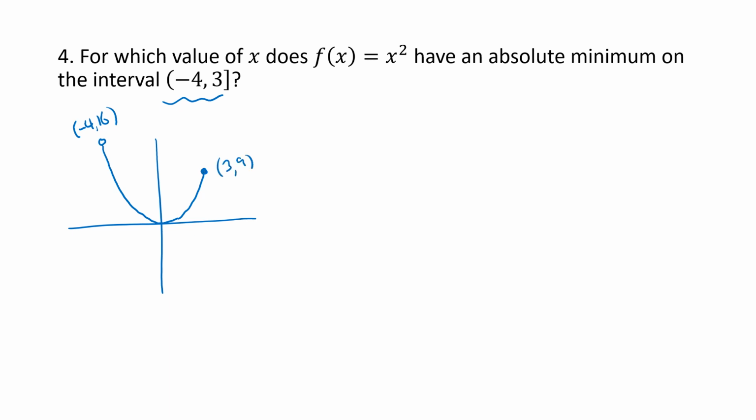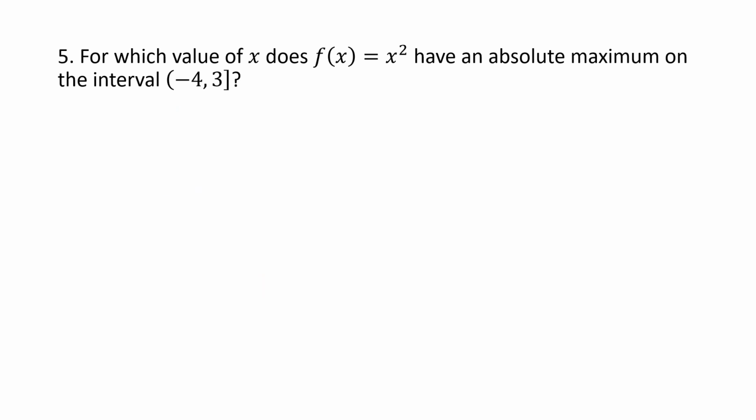So when we're talking about absolute minimum, remember that means the lowest possible value of my function over this entire interval, and that's going to happen here, at the point 0 comma 0. For the next one though, absolute maximum, again I'll recreate my picture here. So open circle at negative 4 comma 16, closed circle at 3 comma 9.